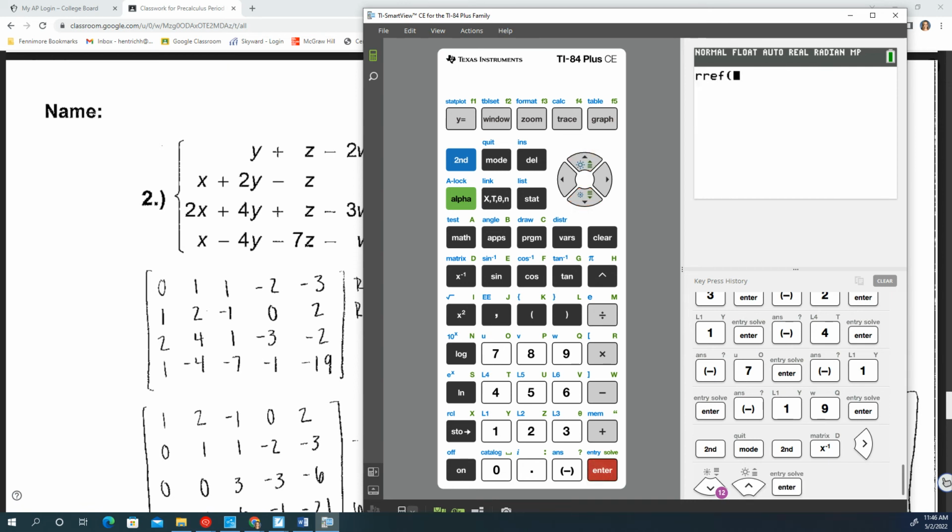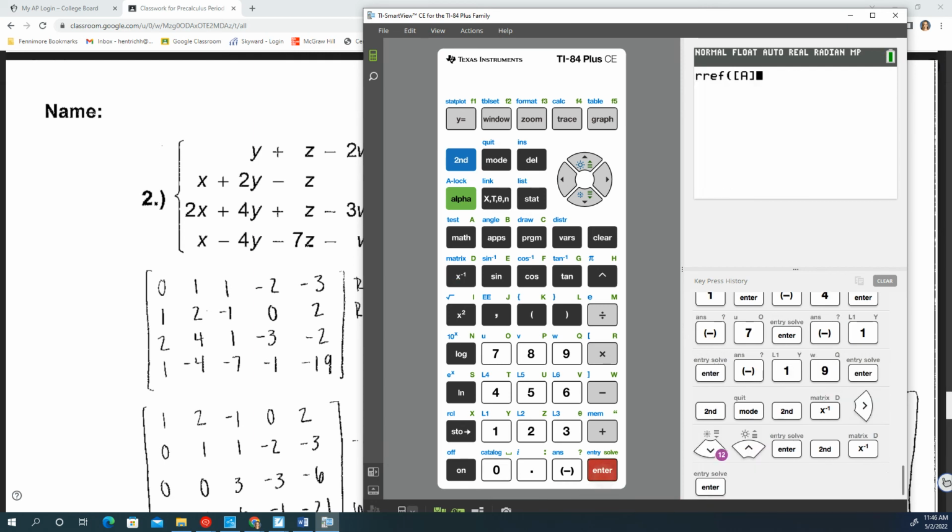I don't know what that means. Okay. So we want to do row reduced echelon form of matrix A. So then we're gonna have to go back to the stored value, second matrix A. Hit enter, and it should give you the row reduced echelon form. Oh, you gotta quit out of here. How do we quit out of this answer? But at least I have it.